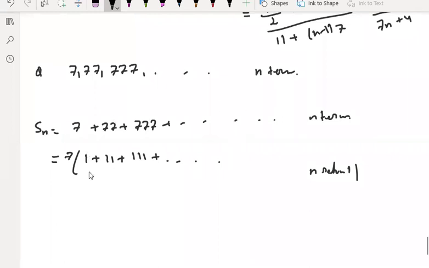So yeah, this is something that you can do, right? Now if you see this, what can you do? 7, and 11 is 10 plus 1. Agree? Agree, guys? Yes?